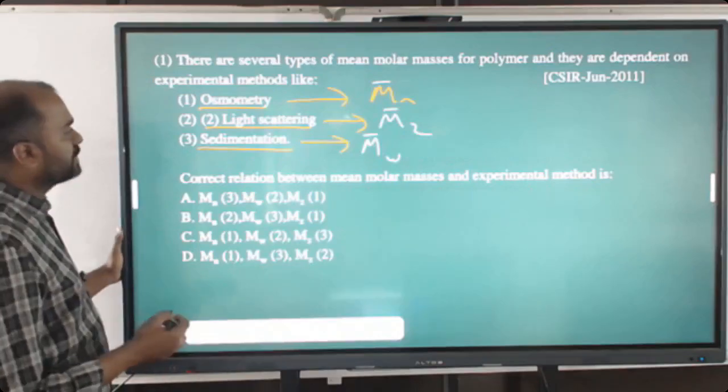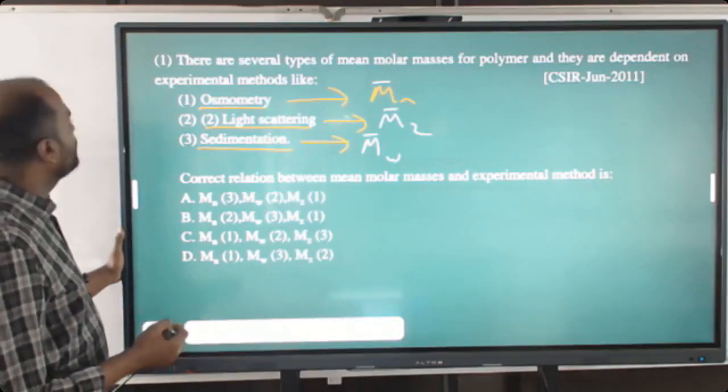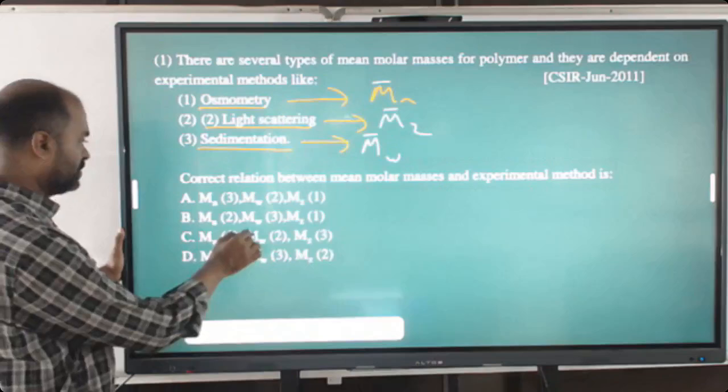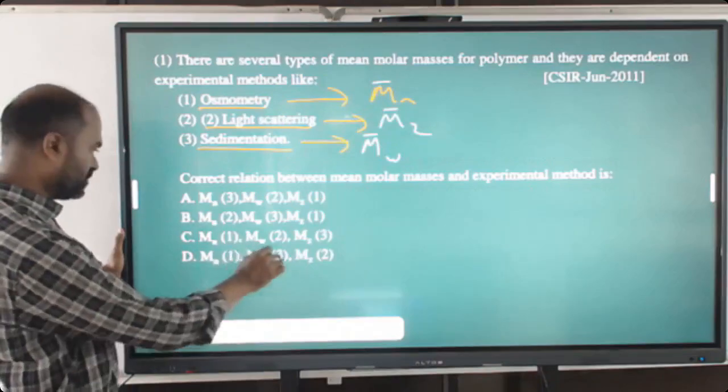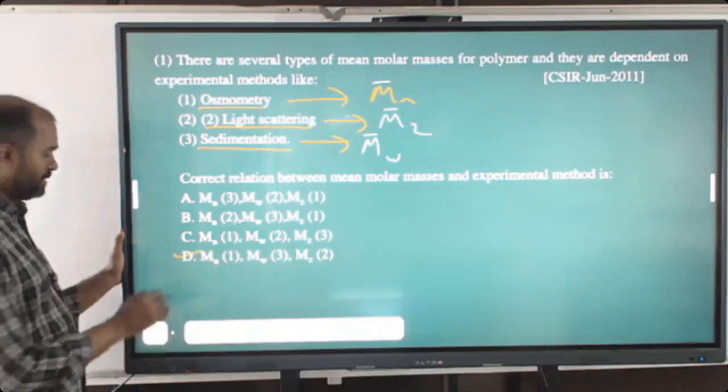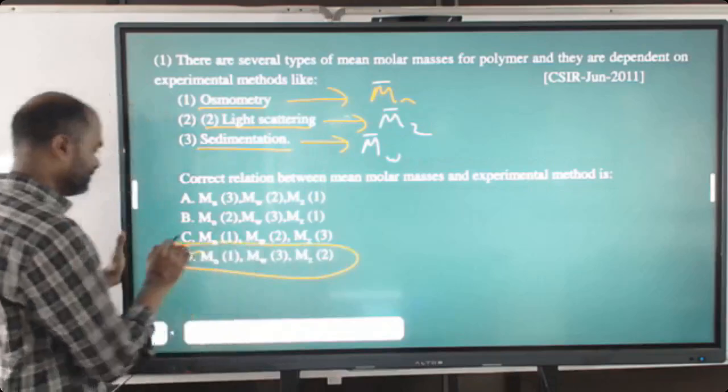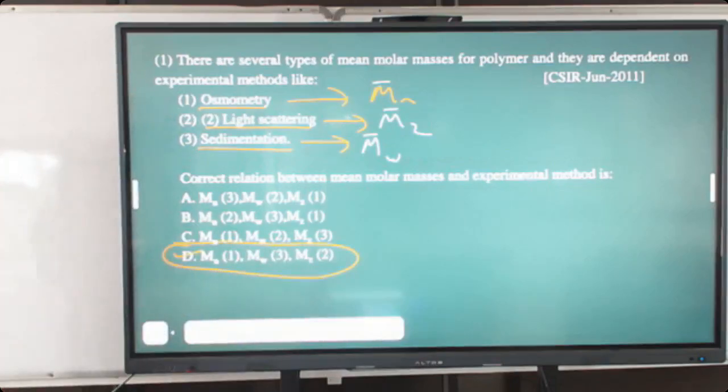The answer is Mn1, Mz2, Mw3. This is option D. The correct answer is option D. The first question, option D, is the correct answer.